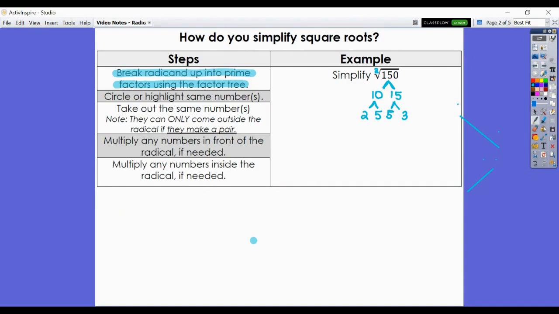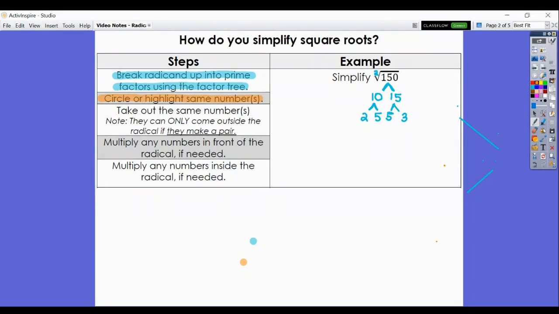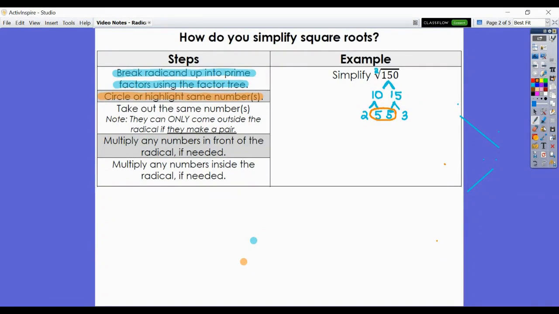Now we're going on to step number 2, where we circle or highlight the same numbers. So I see at the end of my roots, my prime factors, I have here two 5s of the same number. If they make a pair, we can take them outside of the radical. So I'll take that pair of 5s, and since it's one pair, I write it once outside of the radical. Left inside underneath is going to be the 2 and the 3, two prime numbers at the end of my root that were unpaired and could not come out.